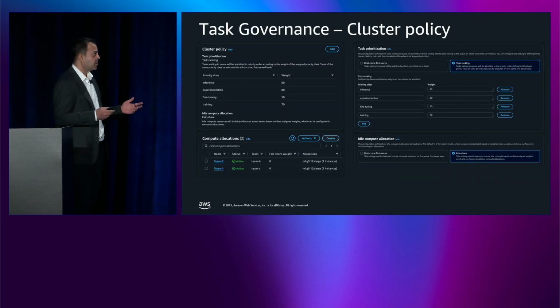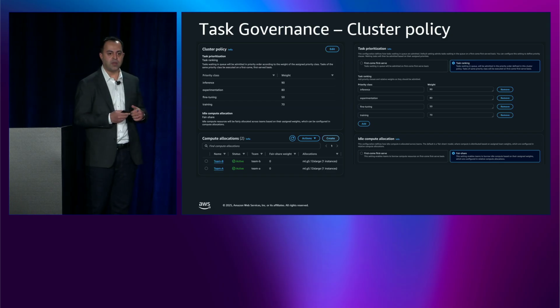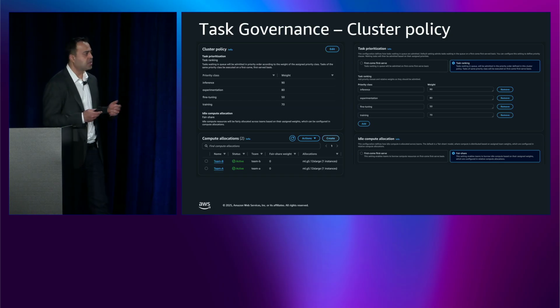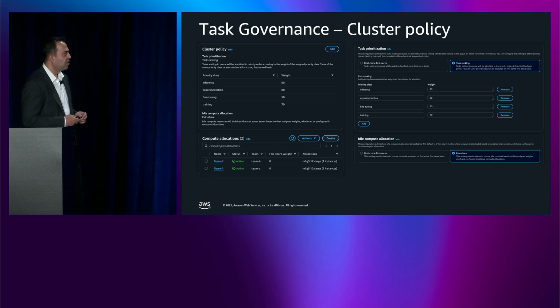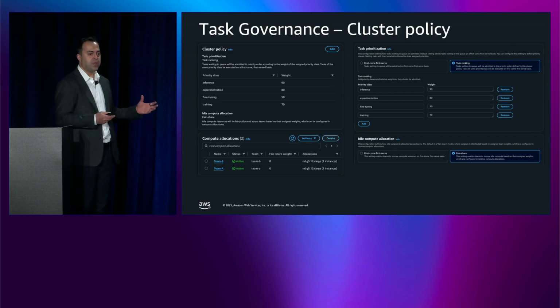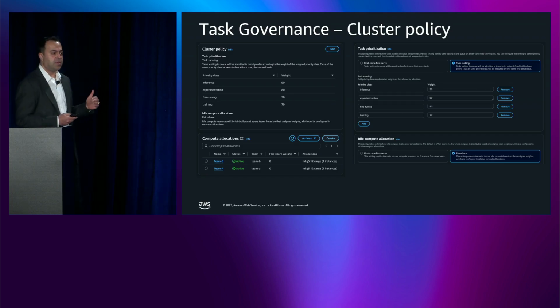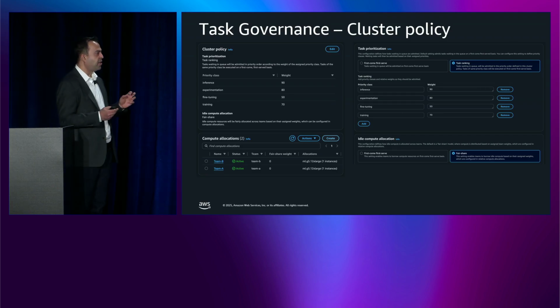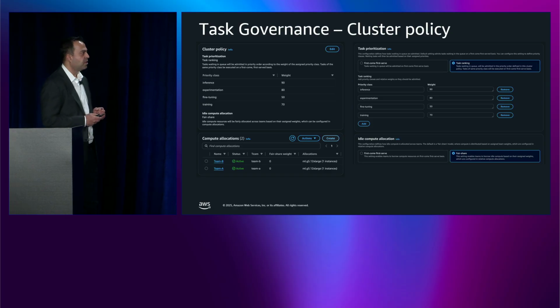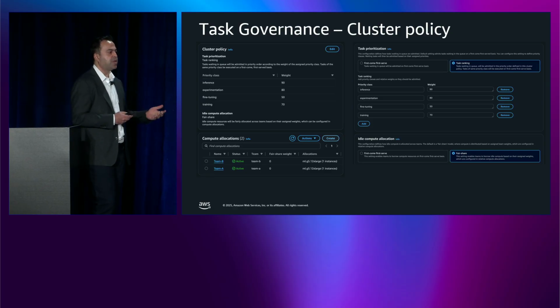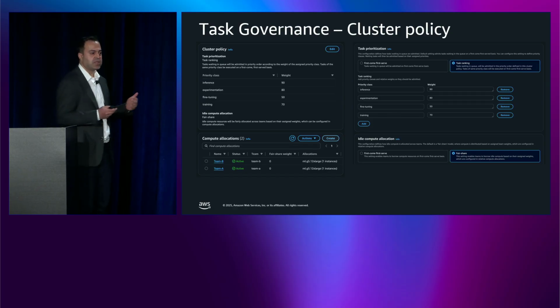So the way it works is, with this capability, you can go into Hyperpod and set up different types of tasks, such as training, fine-tuning, experimentation, or even inference, and you can give them weights. Then you can set up compute allocations. You can define your teams or projects and allocate compute limits to them. And finally, you can also specify how idle compute is allocated.